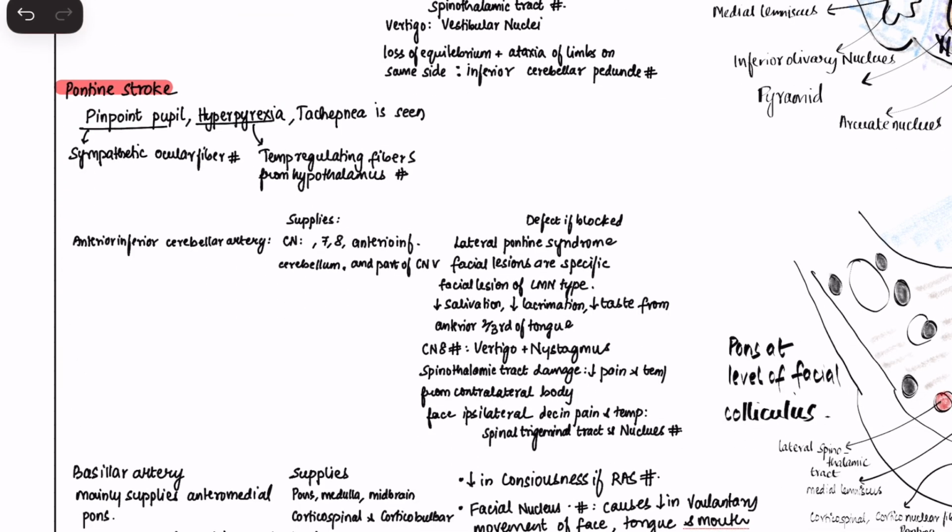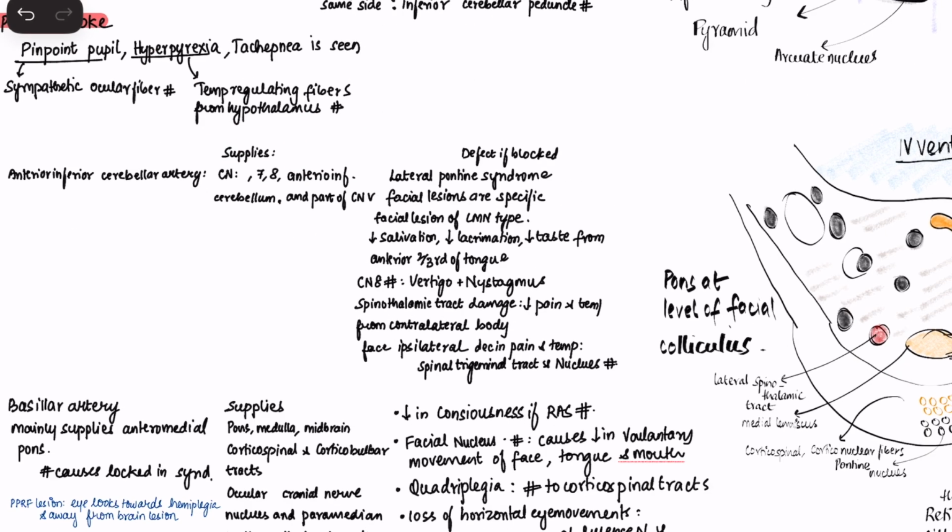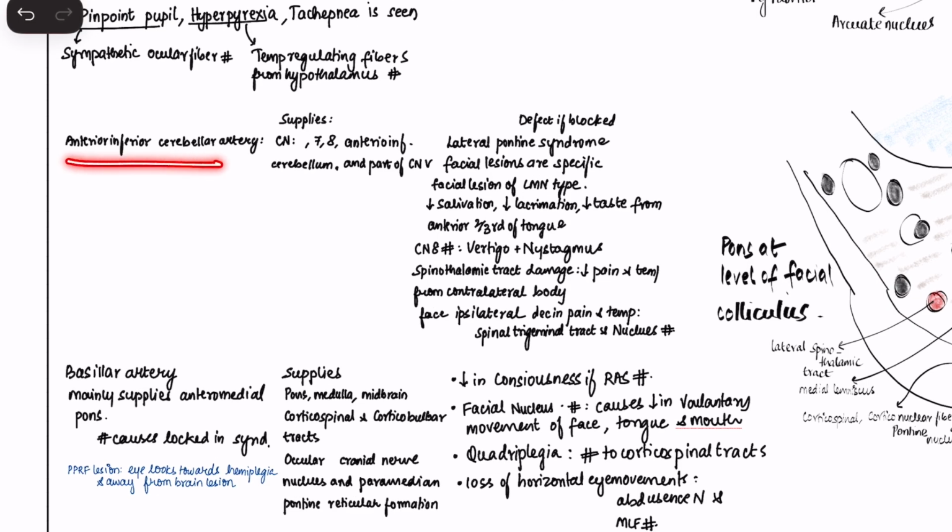Normally, if a pons lesion is present, you will see a pinpoint pupil because of the damage to sympathetic ocular fibers, hyperpyrexia because temperature regulating fibers at the hypothalamus are damaged, and there is also tachypnea because of damage to the respiratory centers. Right. Now, anterior inferior cerebellar artery.